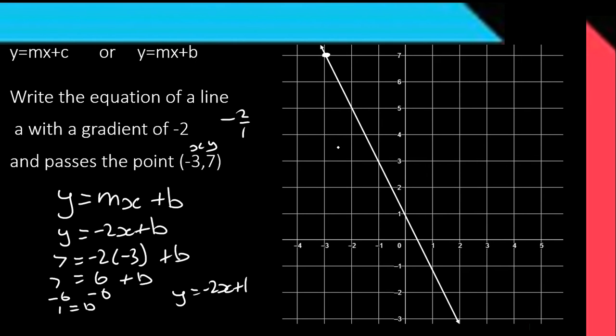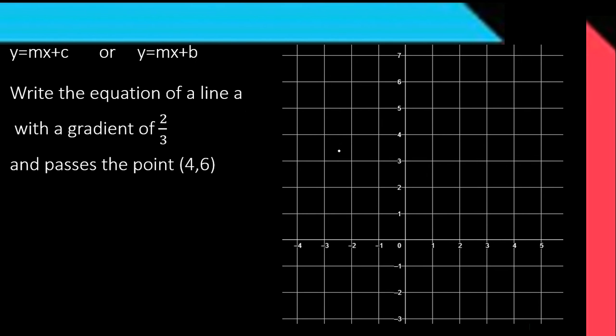Right, let's have a look at a slightly different question when we have a fraction involved. When we have a fraction, some people find it a little bit more difficult to deal with, but it is something we have to deal with. So the first thing I'm going to do is put my slope in as 2 over 3, then I have x and I have y.